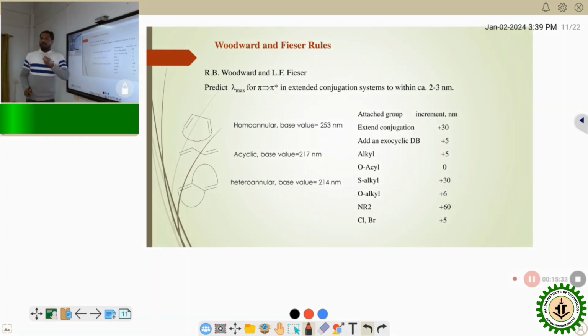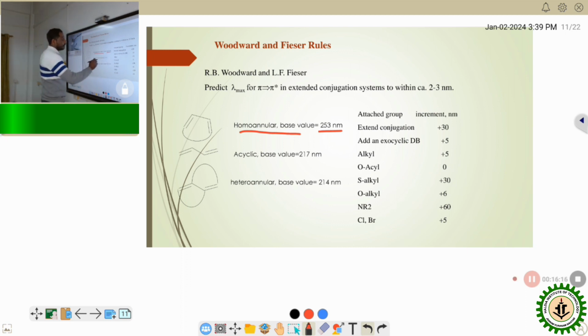Now, if we know the structure of the molecule, then we usually find out the lambda max value by using the Woodward and Fieser rules. Two scientists, Woodward and Fieser, formulated a rule. If you remember some data, some values, you can easily calculate the wavelength of absorbance of a compound. So if you know the structure, you can easily calculate the lambda max value. You remember, for homoannular diene system, the base value is 253 nanometer.